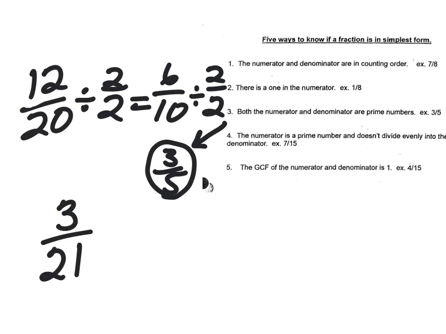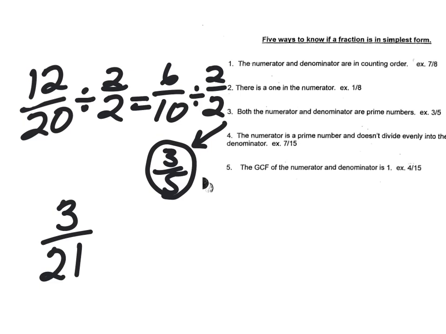We have basically a simplified fraction of 3/5 because at this point, if I look at it, I could think of it as, okay, both 3 and 5 are prime numbers. There's not going to be anything else that can go into both 3 and 5, so technically I am done simplifying. The fourth rule is the numerator is prime and doesn't divide evenly into the denominator, like 7/15.